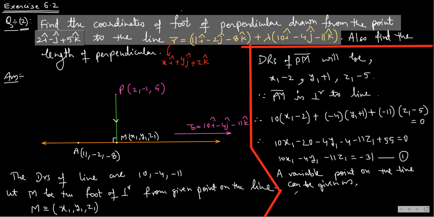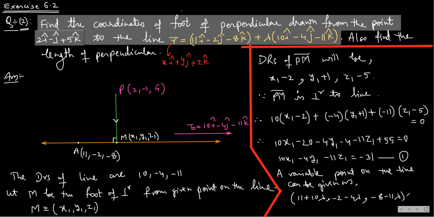So x will be equal to 11 plus 10 lambda. This is your x. 11 i cap plus 10 lambda i cap; you take i cap common and you will get 11 plus 10 lambda. Next, minus 2 j cap minus 4 lambda j cap, so y is minus 2 minus 4 lambda. Then minus 8, and the z coordinate will be minus 8 minus 11 lambda. This is your variable point.